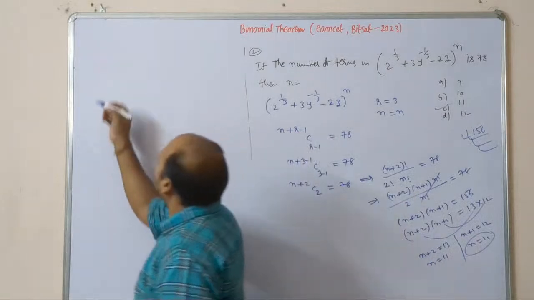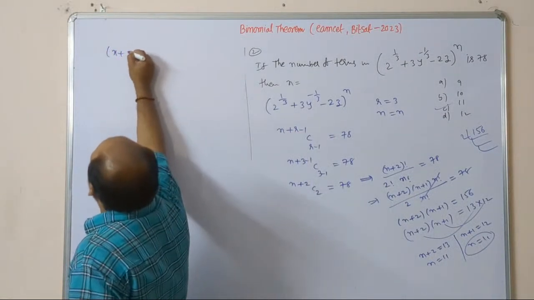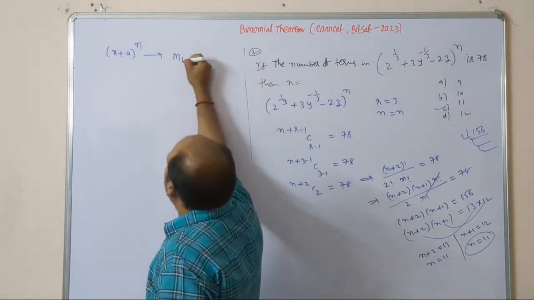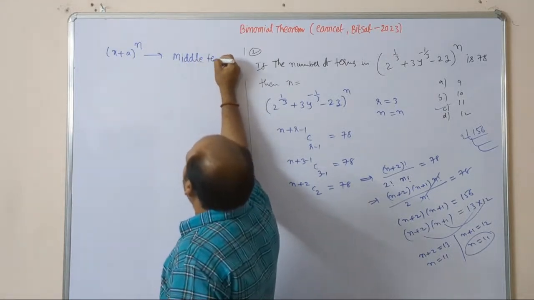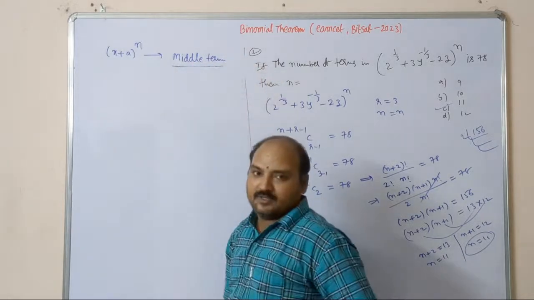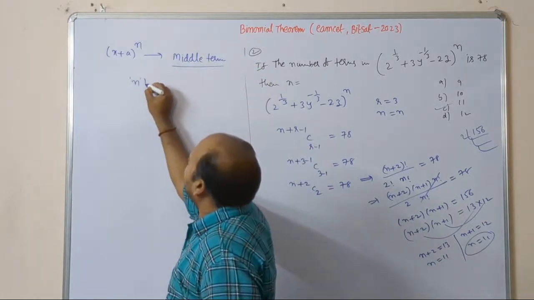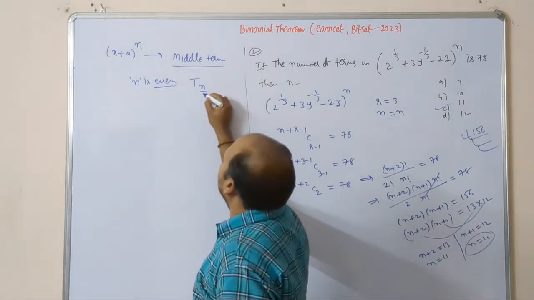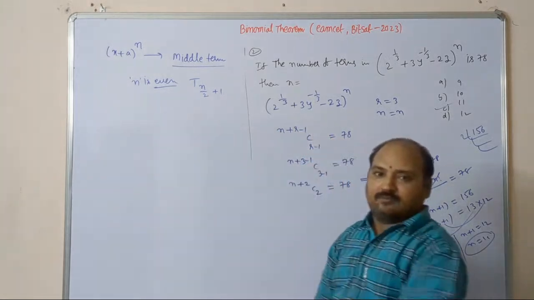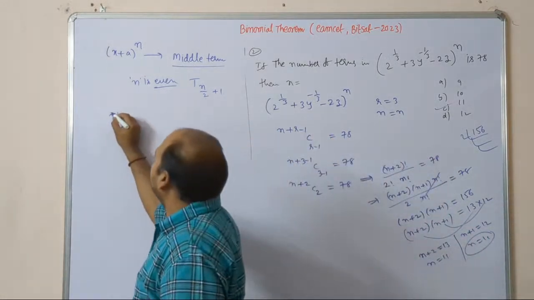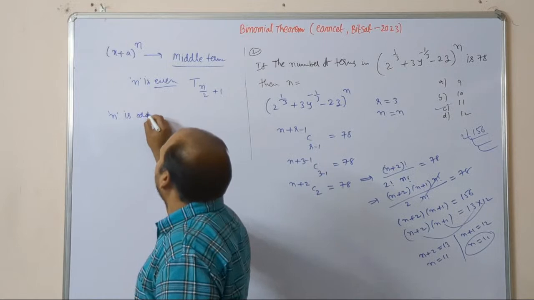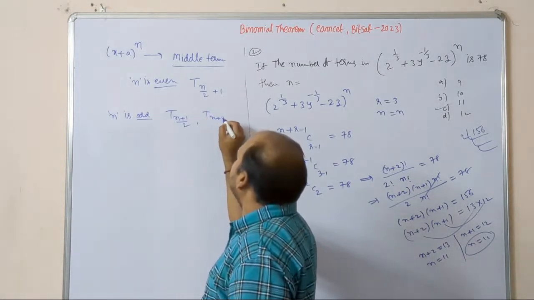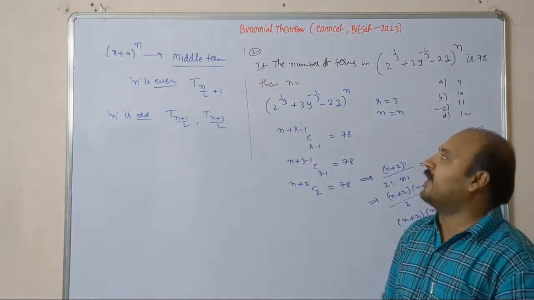Now, in the (x+a) whole power n expansion, middle term, I am talking about the middle term, just reminding, I am not giving any example for that. I am just saying, if n is an even number, T(n/2 + 1) is called the middle term. If n is odd, T((n+1)/2), comma T((n+3)/2) are the middle terms of the expansion.